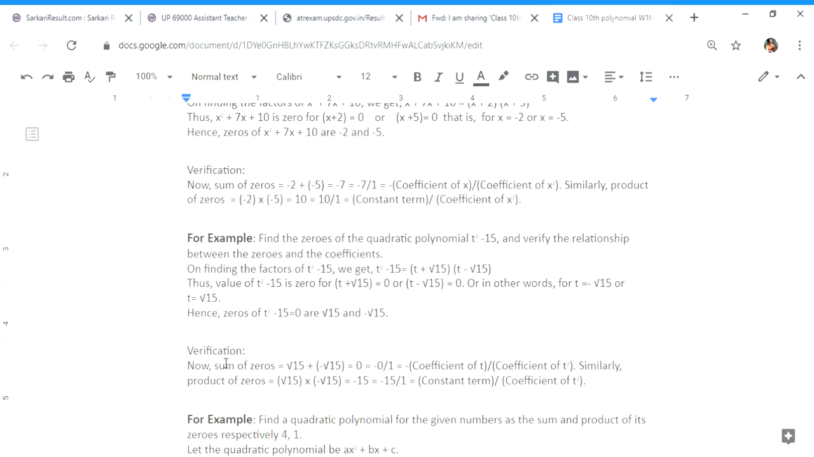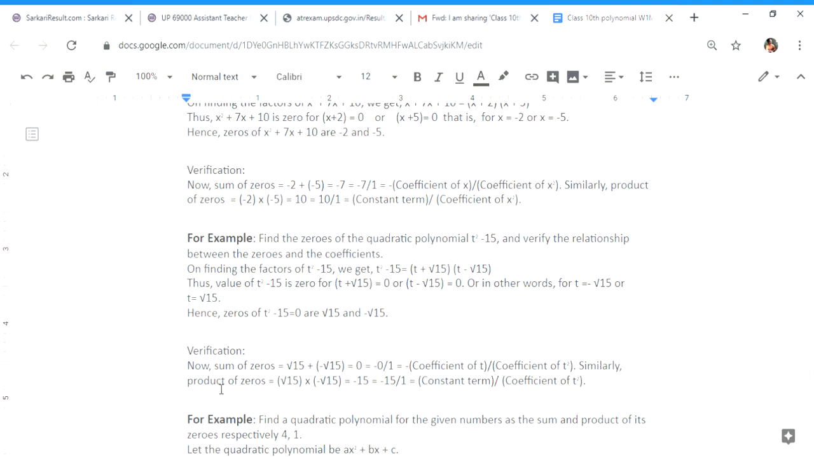Now for verification, first we sum the zeros, that is plus root 15 plus minus root 15. They will cancel each other and it becomes 0. 0 can also be written as 0 upon 1, where 0 is the coefficient of t. In this equation, the term, the coefficient of t is absent, that is, its coefficient should be 0. And 1 is the coefficient of t square.